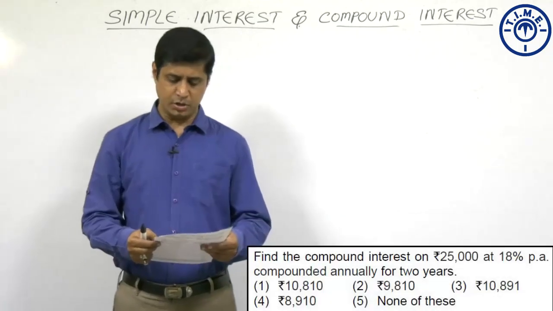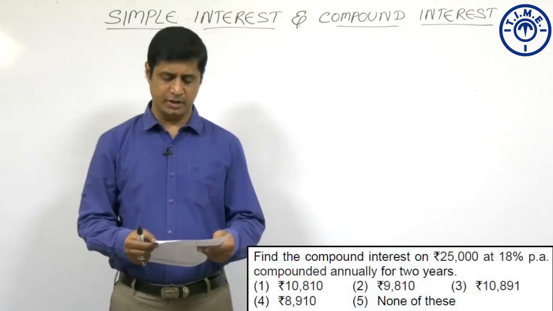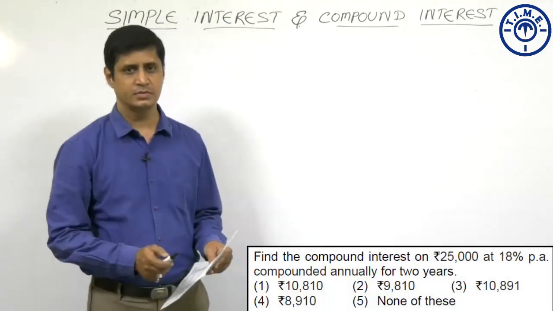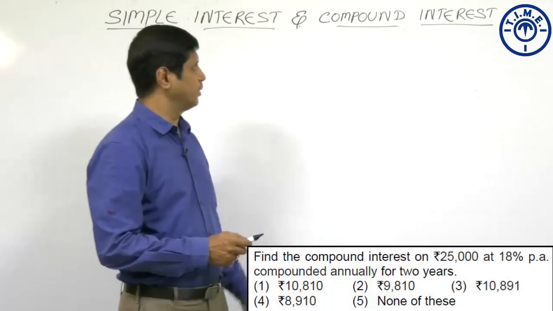Find the compound interest on rupees 25,000 at 18% per annum compounded annually for 2 years. Now, these are the questions based on the compound interest.